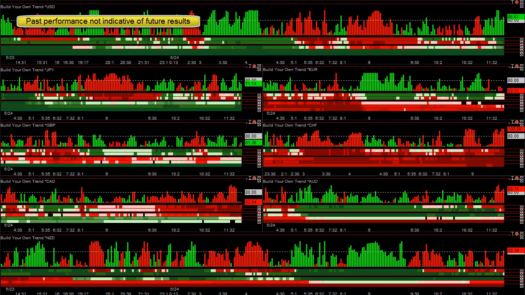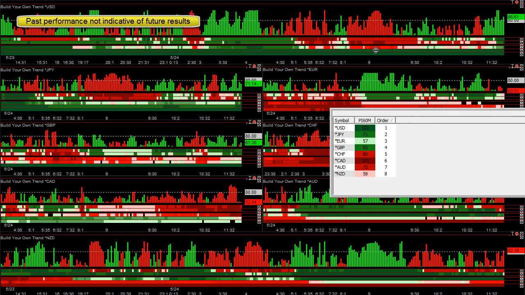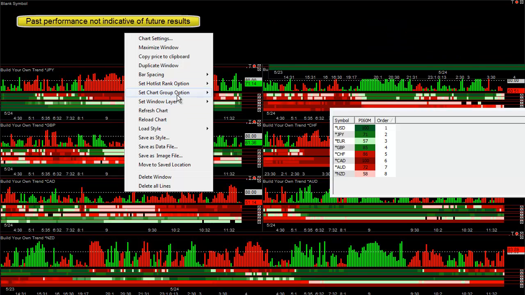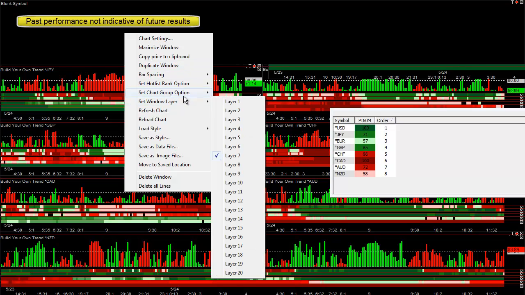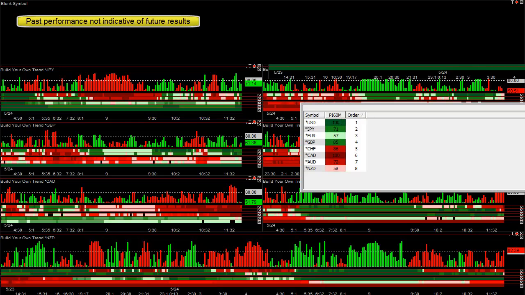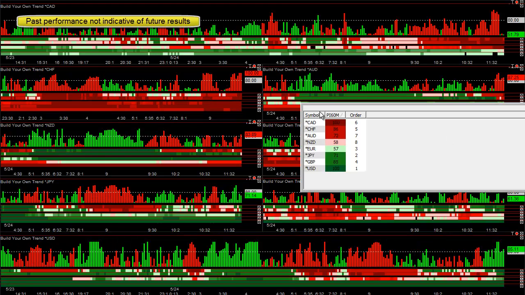Now, one of the other new features we have in the software is the ability to link charts together. You can see there's a black chart behind it, which is a placeholder chart. I have it as the same color as the other ones, red, and it is set to A. And then when I create a quote sheet or hot list with the same color, red, and sort them, it's going to show the strongest to weakest.